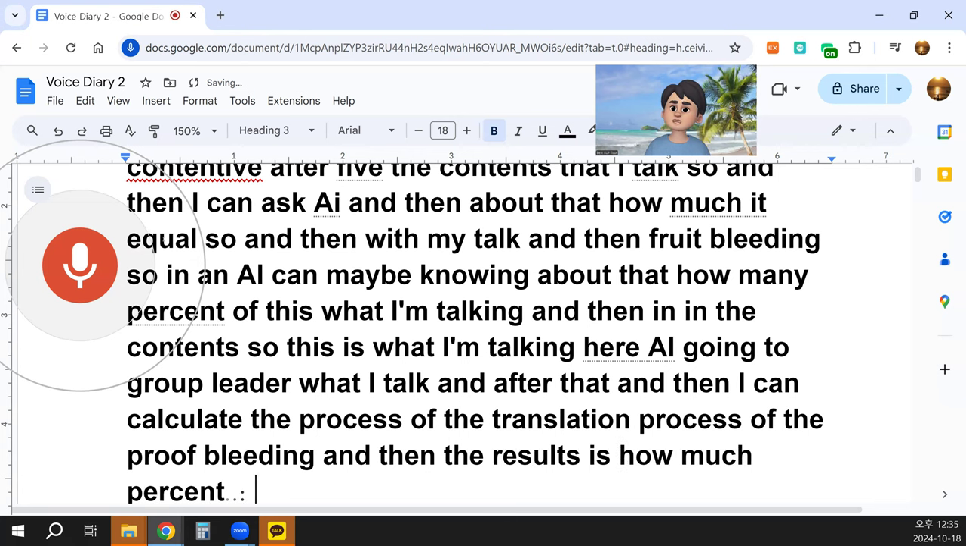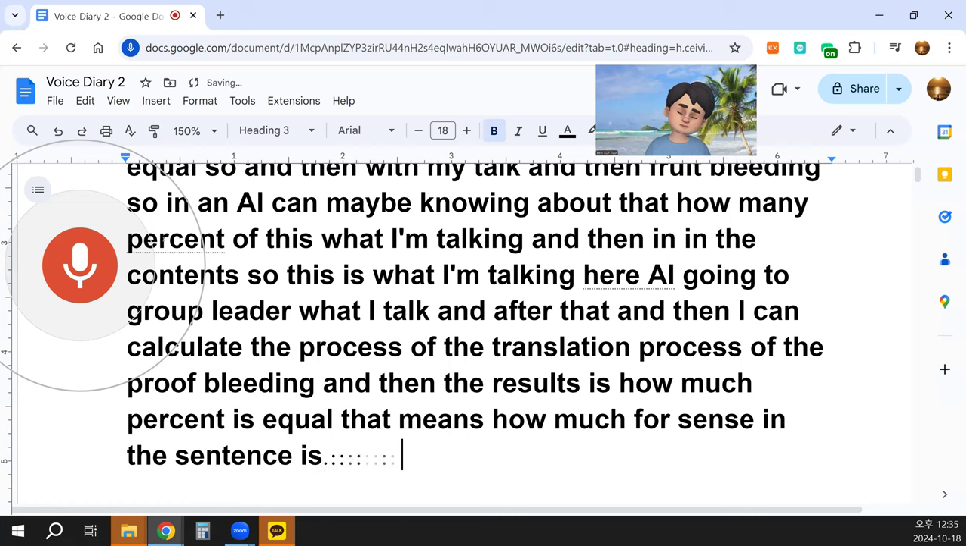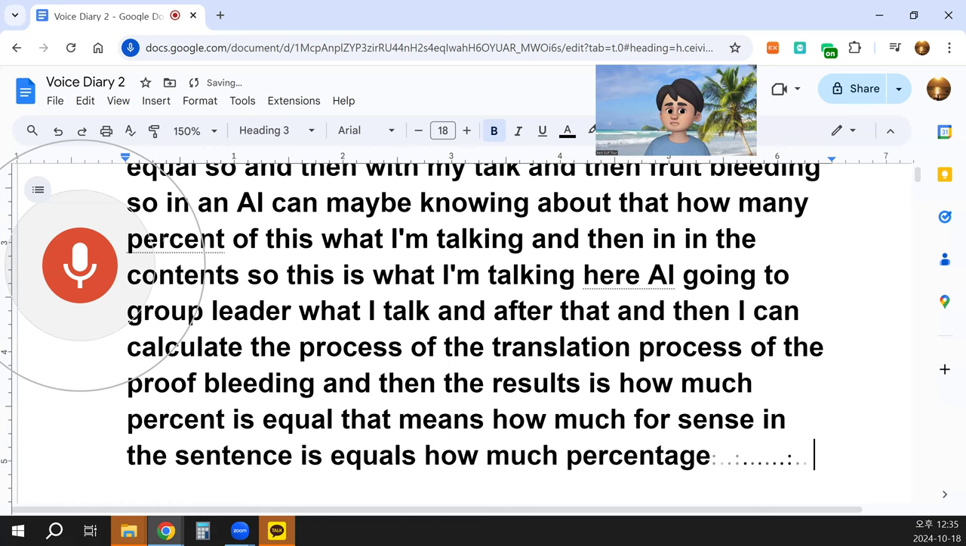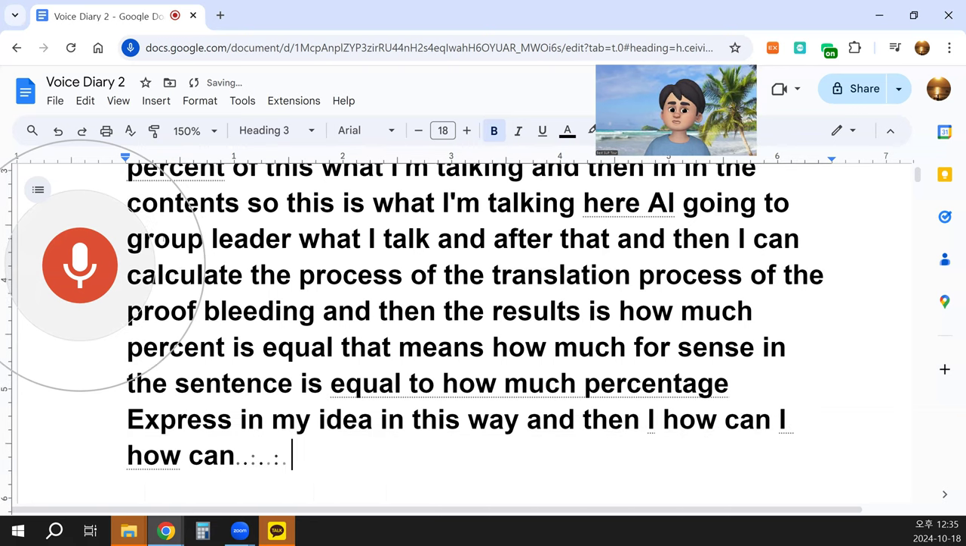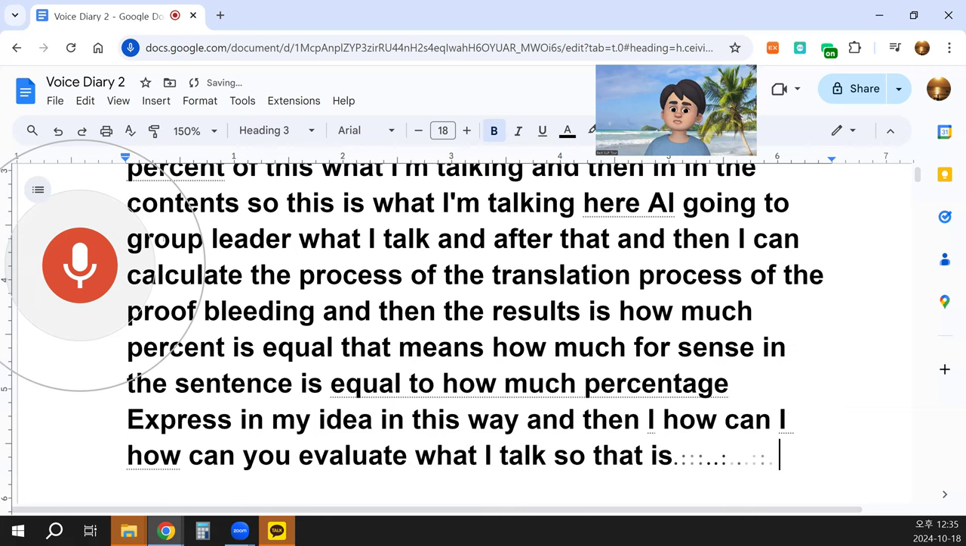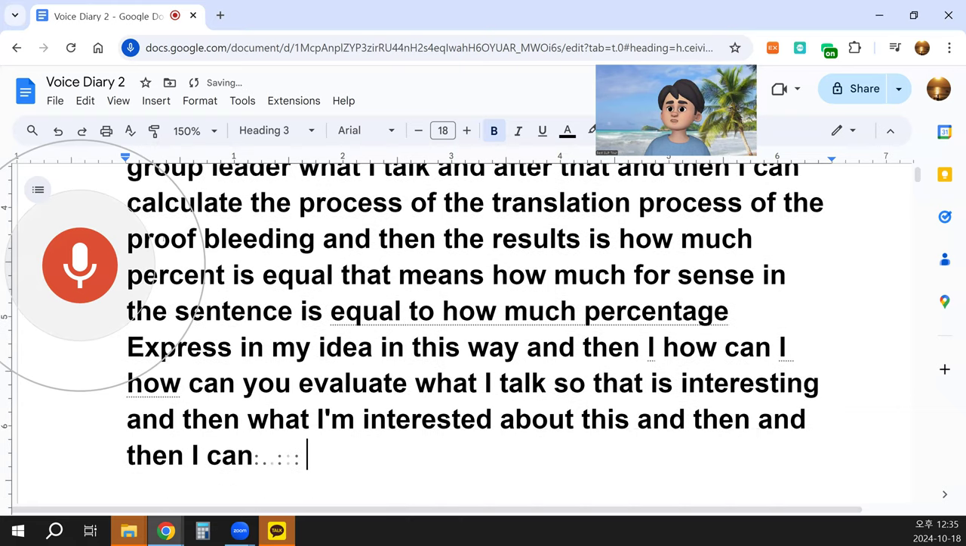That means how much percent of the sentence is equal and how much percent was changed. I'm quite interested because it evaluates what I'm saying in terms of words, sentences, grammar, and whether my idea is expressed reasonably in this way. AI, how can you evaluate what I talk? That is what interests me, so I can ask about this and get the result of the calculation.